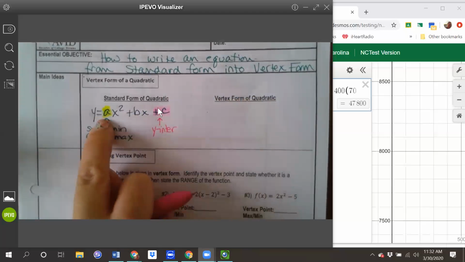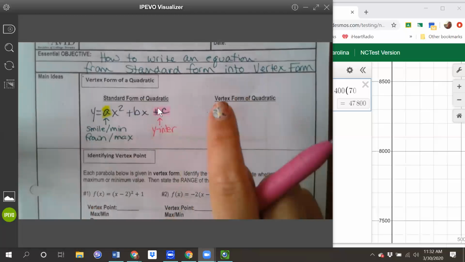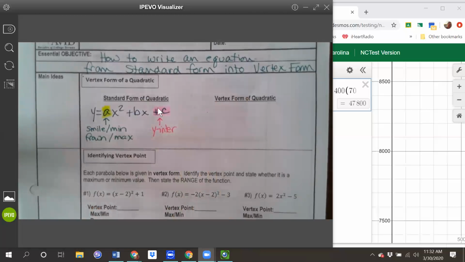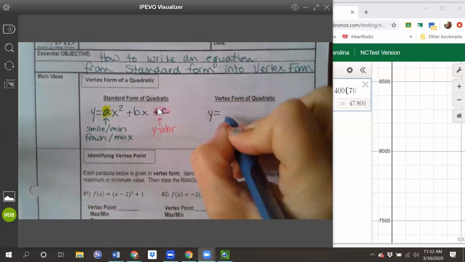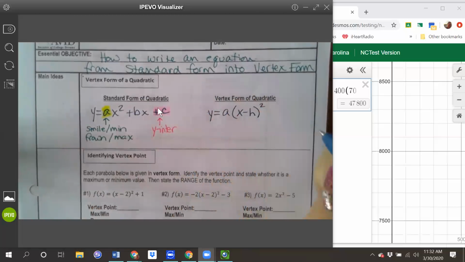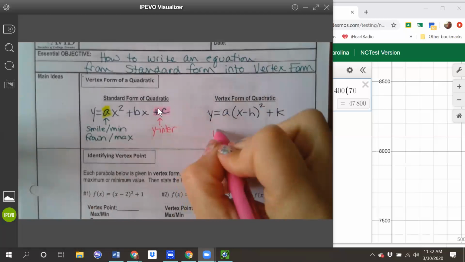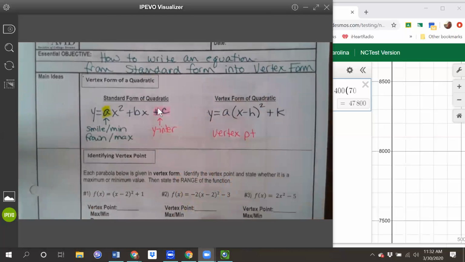I can see if it's a smile or a frown. I can see the y-intercept, but what I can't see is the vertex. The vertex we have to do work for, and that is what we have done over the past 3 lessons, is find the vertex. However, in vertex form, which is y equals a times the quantity x minus h, squared, plus k, I can actually see the vertex point just by looking at the equation.